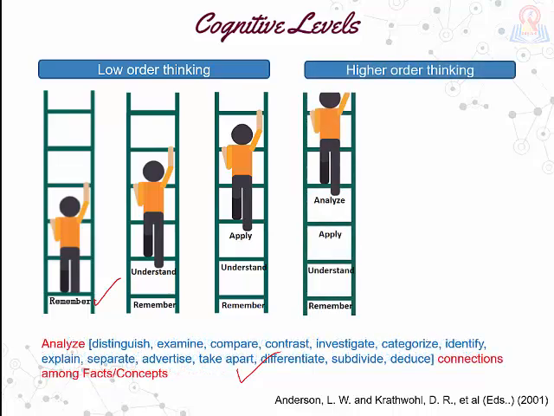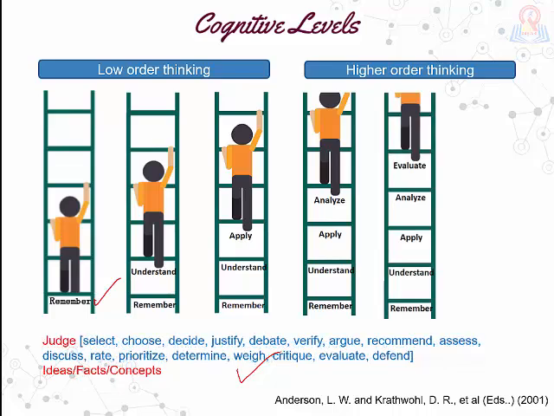Let us come to the high order thinking. Higher order thinking starts at analyze. Analyze means distinguish, examine, compare. These are some of the verbs used in this particular level. Analyze the connections among facts or concepts. So the learner at the fourth level.